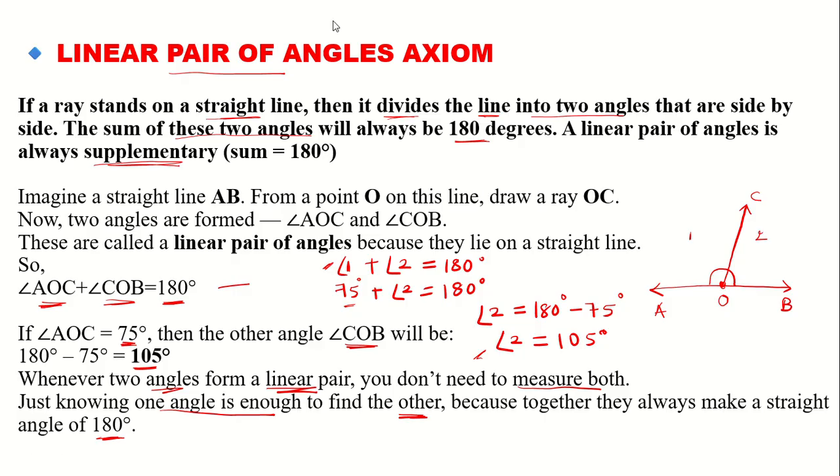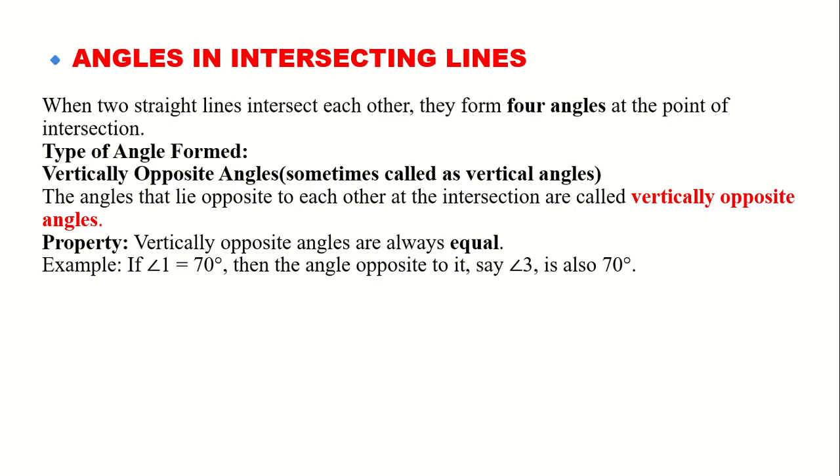So it was about linear pair of angles. Now let us see angles in intersecting lines. The first topic we have seen is linear pair of angles. The second topic, it is also a very important one. It is angles in intersecting lines.